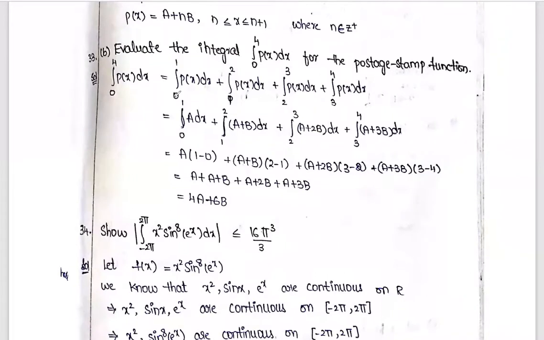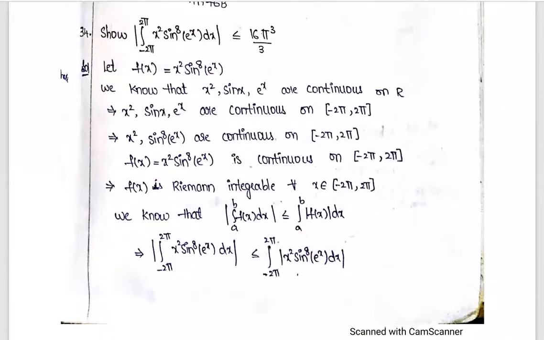So if it is between 0 and 1, it is a. If it is from 1 to 2, it is a plus b. If it is from 2 to 3, it is a plus 2b. So P(x) equals a plus nb, where x lies between n and n plus 1. So just integrate all these things. What will you get? Here x gives 1 minus 0. Here also you get x, that is 2 minus 1. Here also 3 minus 2 and 4 minus 3. So at the end, the answer that you get is 4a plus 6b. Okay, coming to the next question.